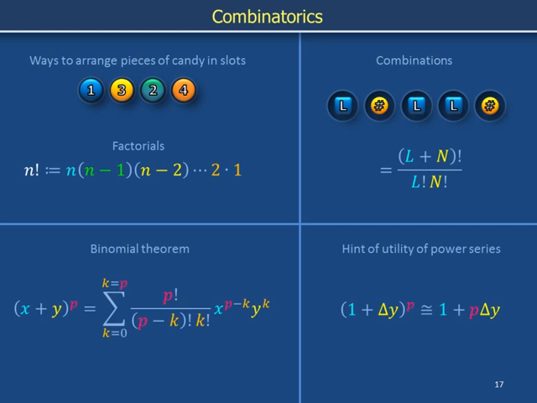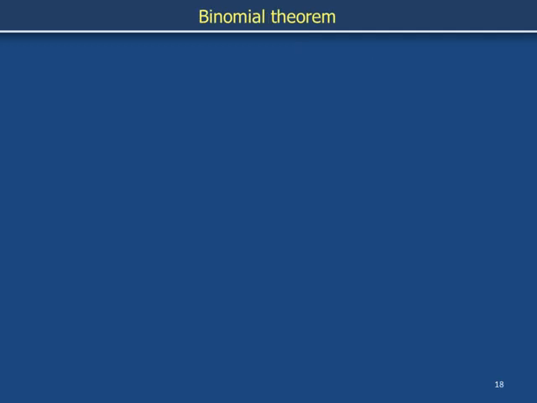In the previous video, we counted the number of ways to arrange L indistinguishable objects and N indistinguishable objects in a row. This result will now help us to derive the binomial theorem. To motivate our derivation, we walk through a sequence of algebraic calculations that quickly becomes difficult to perform by hand.